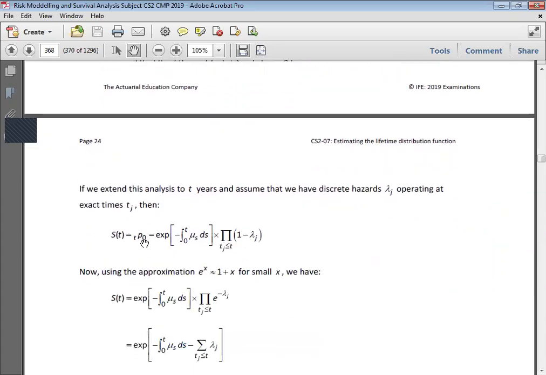So now if you do that in a general way till t, this is what you will get. Here you will have the product of each of these, and here you will have e raised to minus the integral from 0 to t of mu s ds.